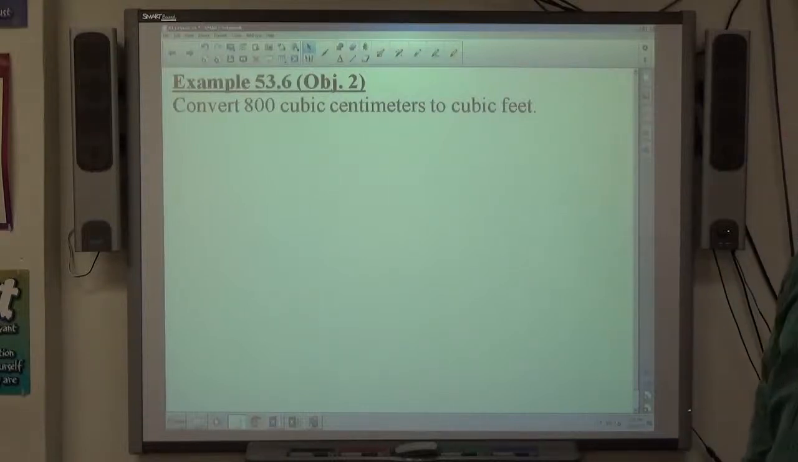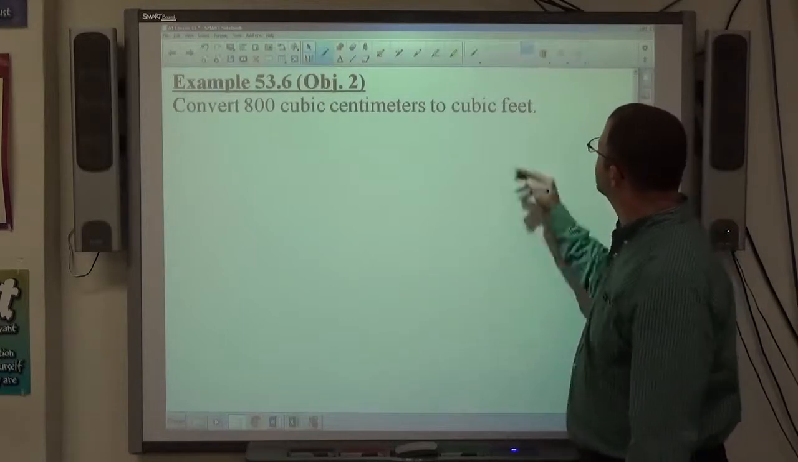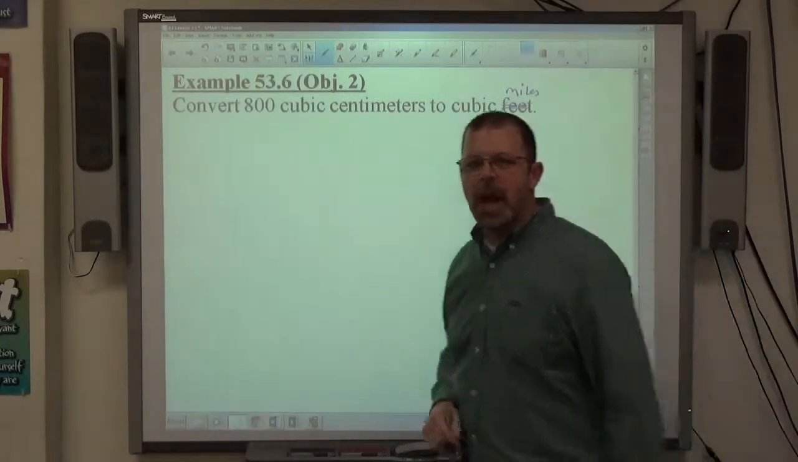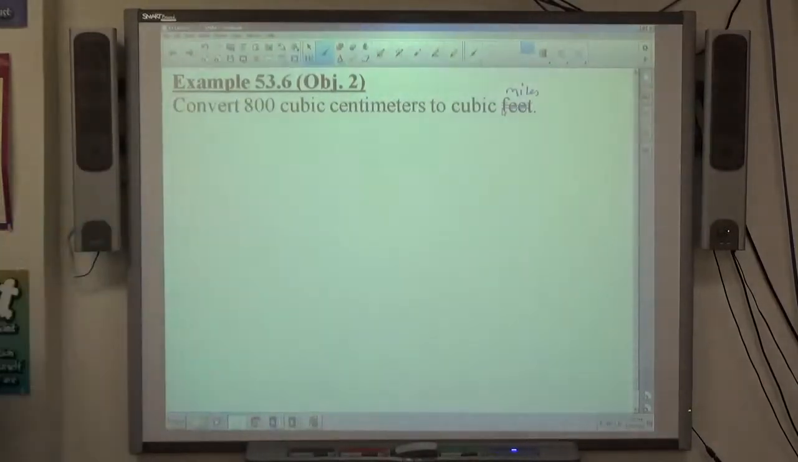Okay, for example 6, convert 800 cubic centimeters to cubic feet. I want to change it to cubic miles. Let's change this to miles, just because I want something to happen here. And it'll happen with cubic miles. It might happen with cubic feet also, but cubic miles is better.